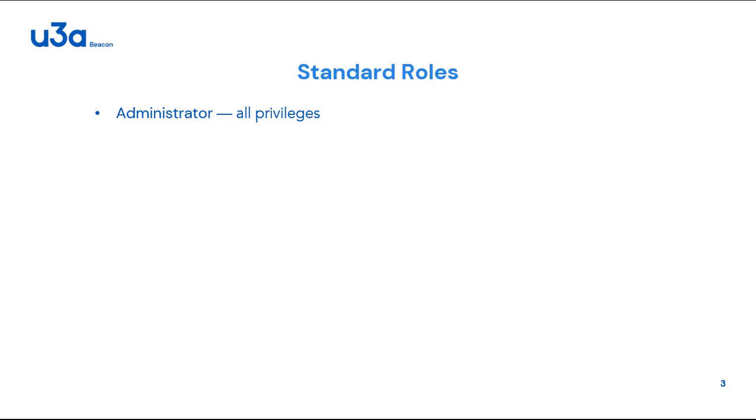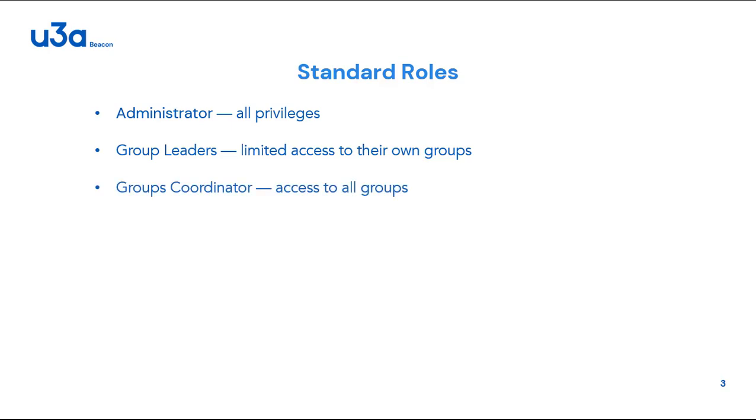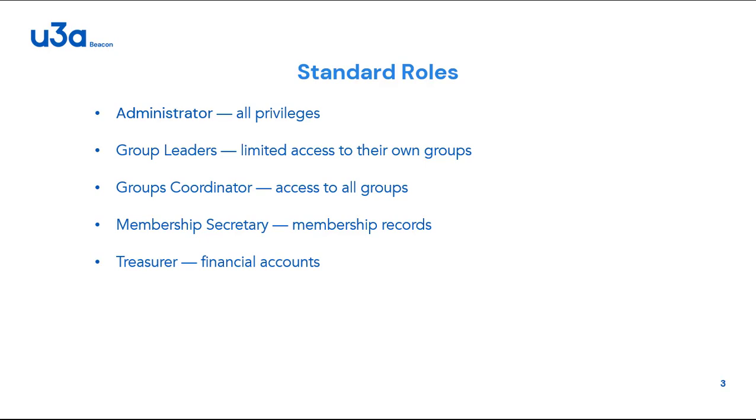It's a good idea to entrust this role to at least one other person to cover in the absence of the system admin. Group leaders can only see their own groups, but they can add or remove members from their group and send emails to their members. Groups coordinator gets access to all groups and can create new ones. Membership secretary has access to all member records, with the ability to create new members, renew their membership and lapse them. And treasurer has full access to the U3A's financial accounts stored in Beacon.